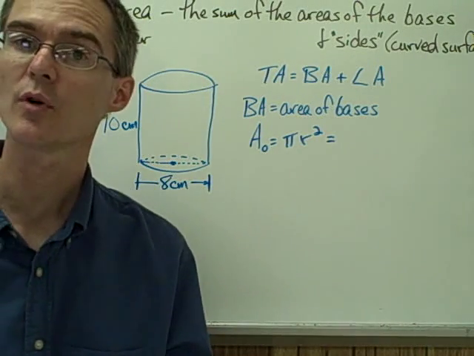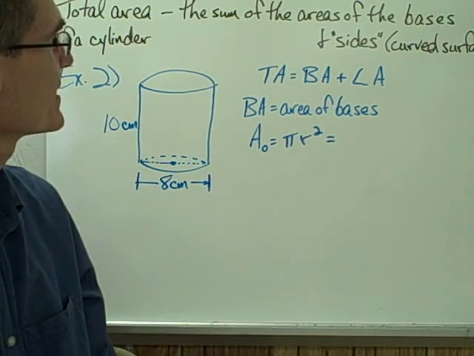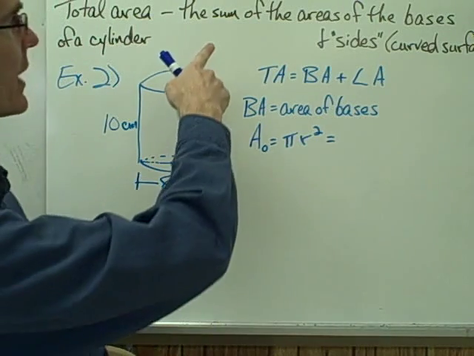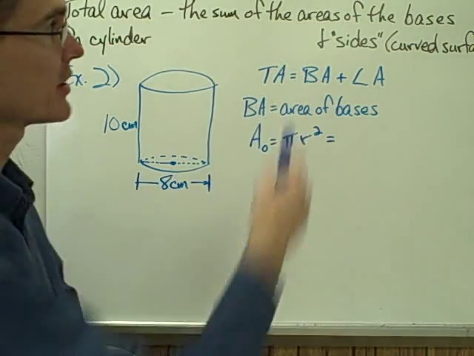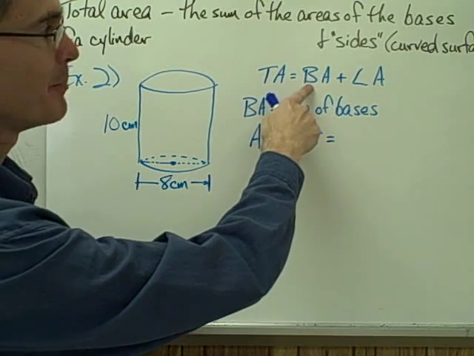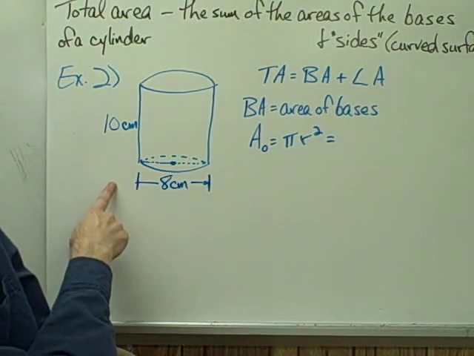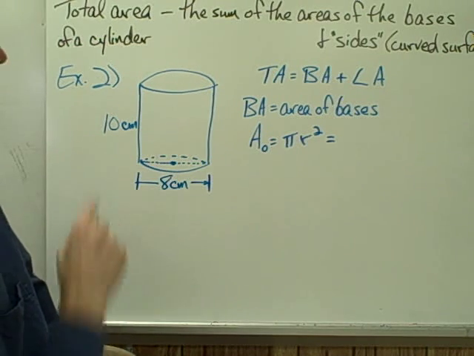All right, now just like before with my prisms, I want to calculate the total area of my cylinder, and similar to a prism, the total area of a cylinder is just the sum of the areas of the bases and the sides. In other words, total area is base area plus lateral area. So let's calculate the total area for this cylinder.